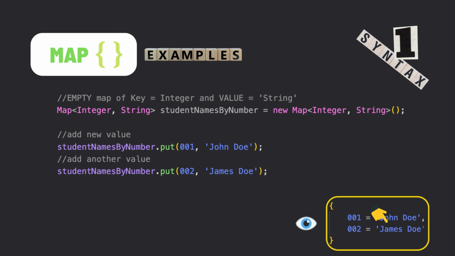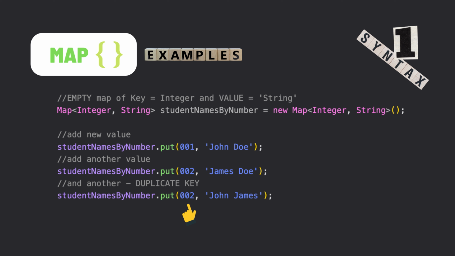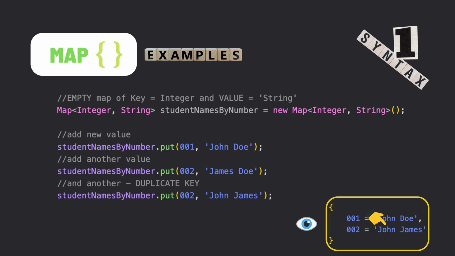Before we move further, we see that we have James Doe as a student for number 002. Now let's add another student, John James, with the same number 002. For the map, it's a duplicate key. Look at what happens to the visual outcome. John James is now the student with the number 002. This means that a duplicate key overrides its old value.